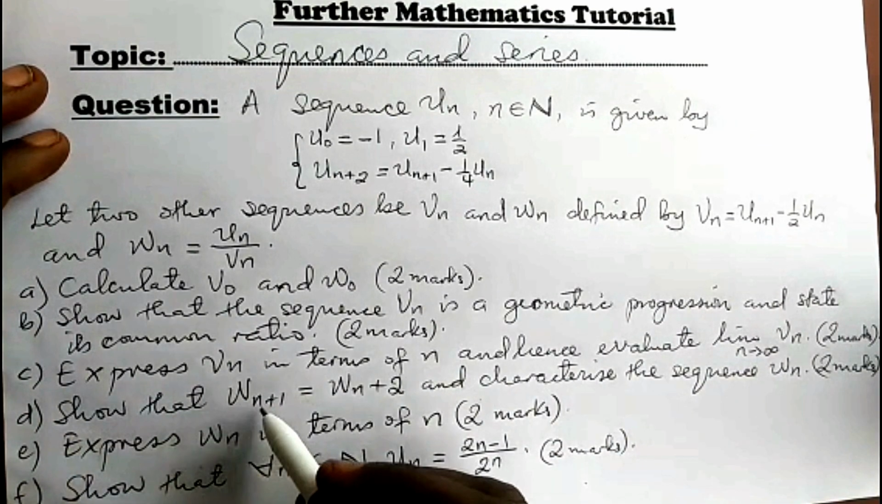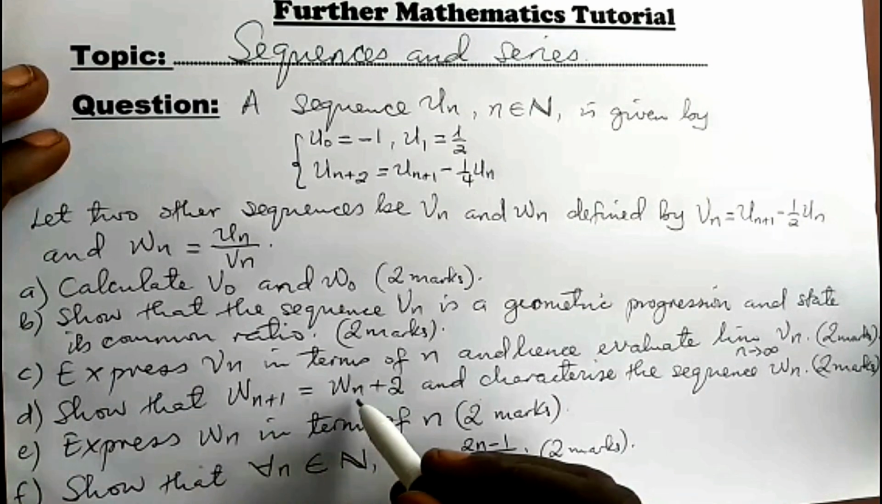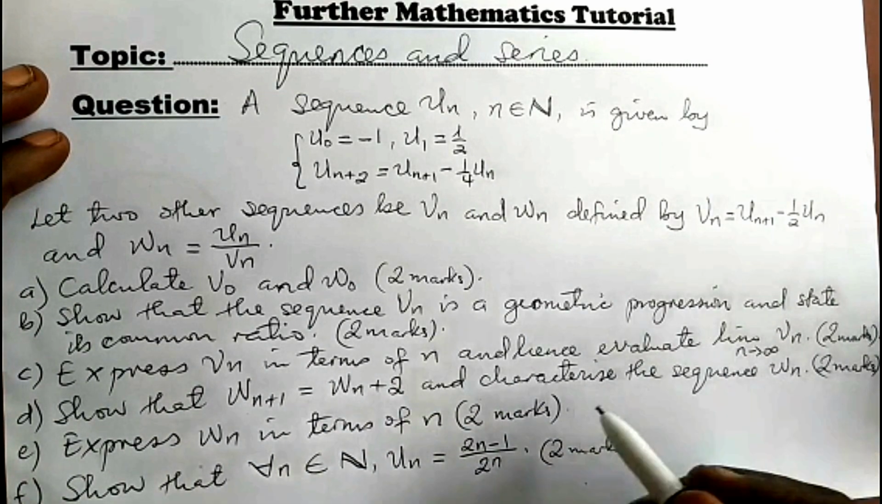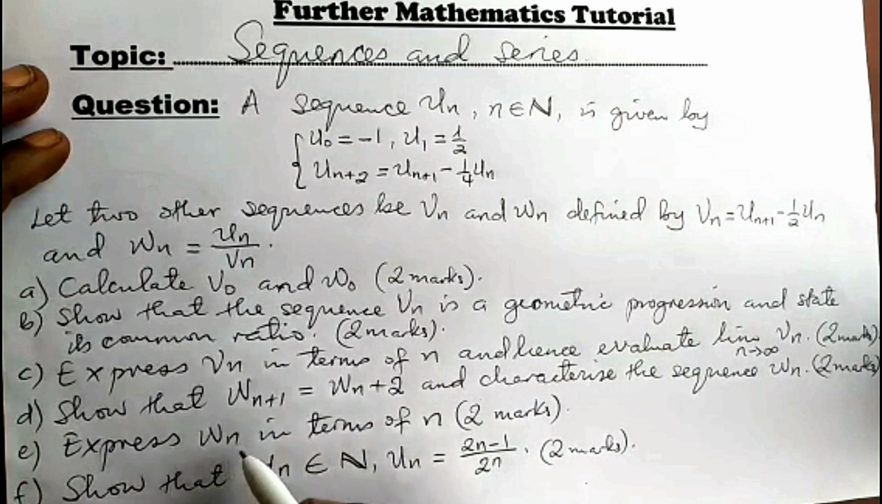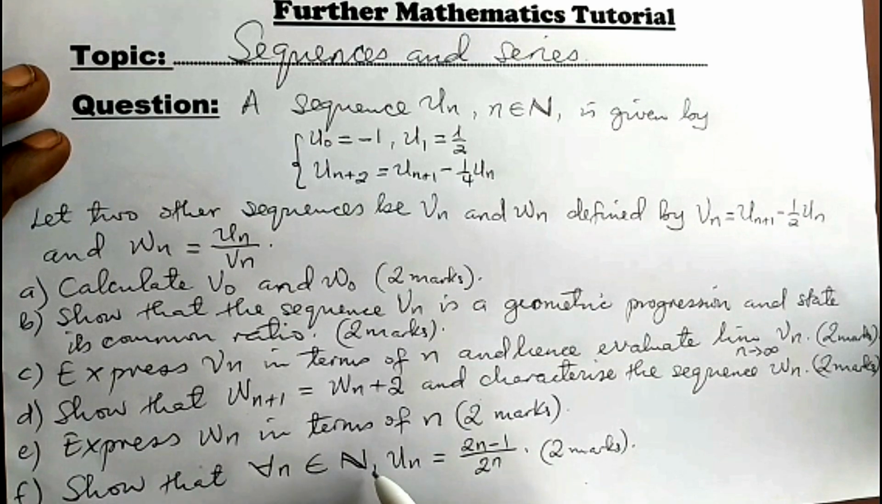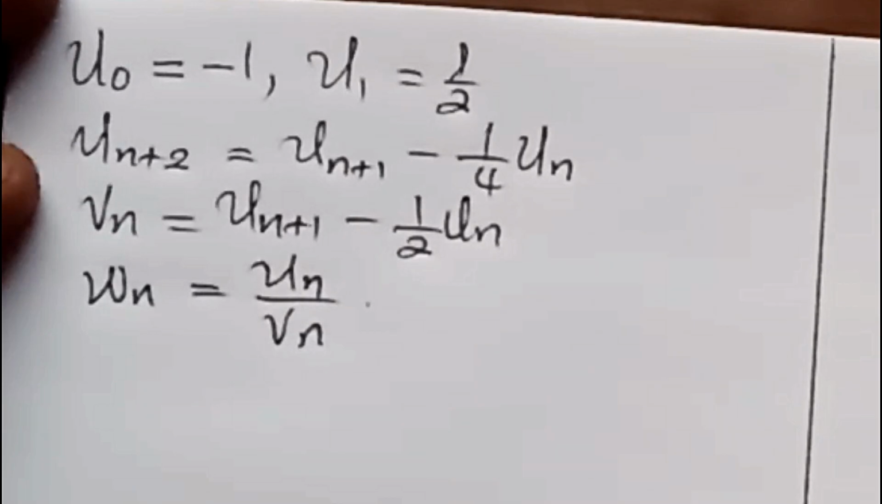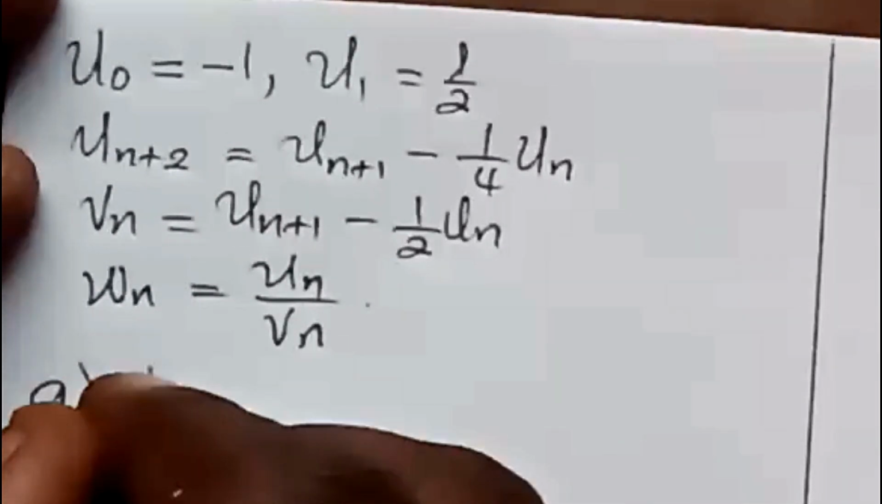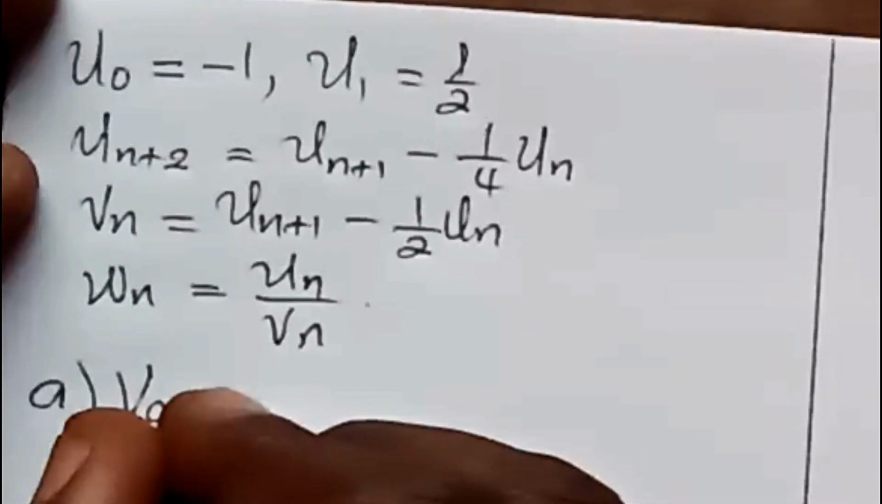D. Show that Wn+1 equals Wn plus 2 and characterize the sequence Wn. E. Express Wn in terms of n. F. Show that for all n elements of natural numbers, un equals (2n minus 1) all over 2 to the n. Okay, in the first part, the A part says we should calculate V0 and W0.